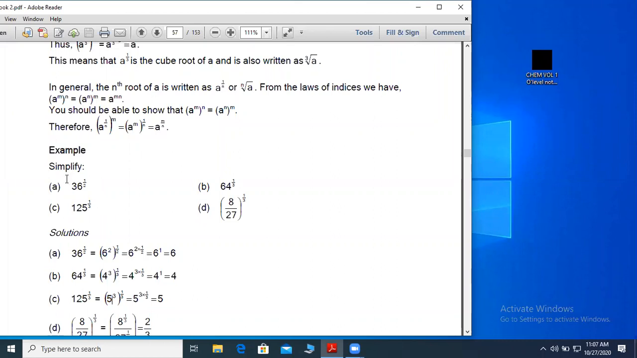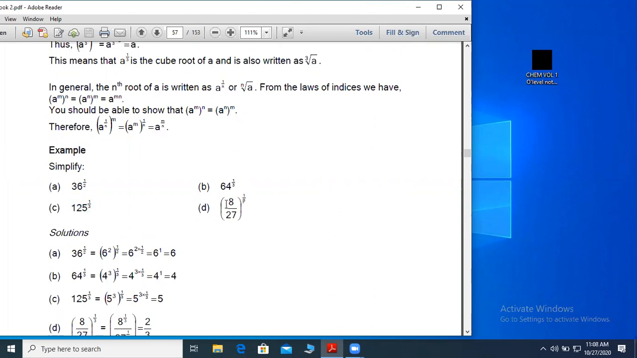But the concept here is, if you see that the power is a half, then it means that that number has got a square root, or a number that is multiplied 2 times to get that number. So you write 6 to power 2 times what? A half. Then 125, you write 5 to power 3 times a third. You write the cube root of 125.